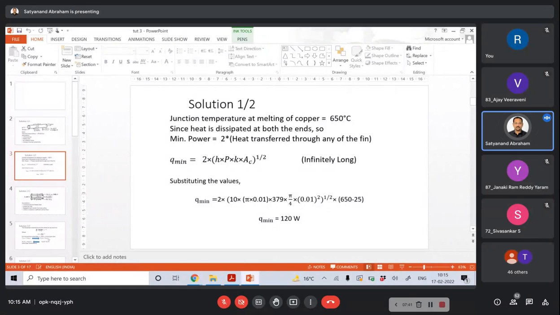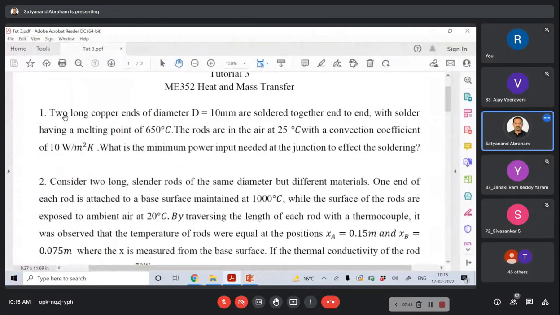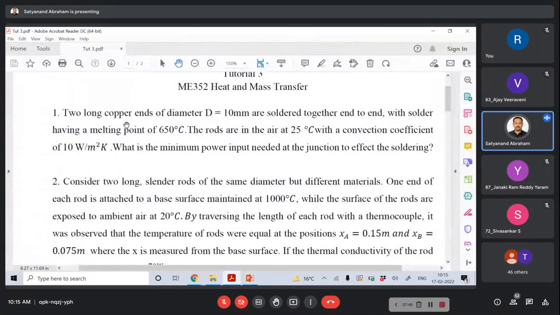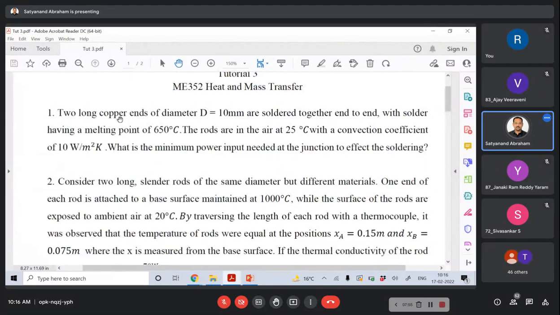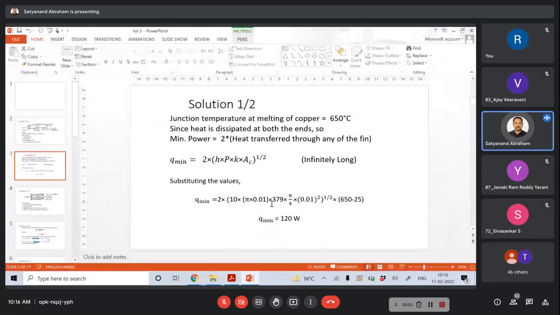The material is given as copper, right? For copper, we can take the conductivity somewhere around 400 watt per meter Kelvin. If the conductivity is not given but the material is given, that gives us the conductivity. You can search the net or some textbooks and you will get it. Here it is given as 379. If nothing is given and it is said that copper is the material, you can consider it as 400 watt per meter Kelvin, no issues.